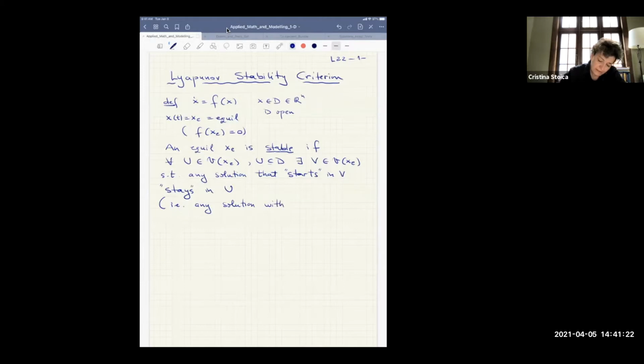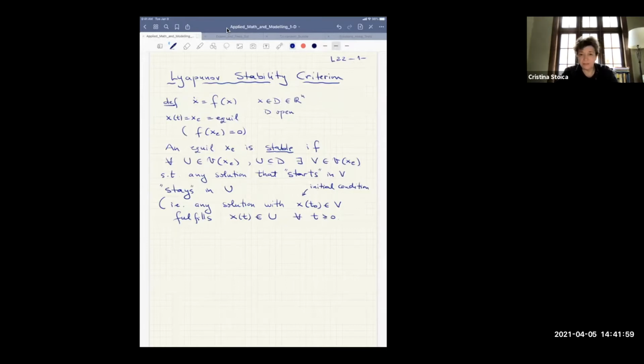In other words, any solution with X at t0, the initial condition, in V fulfills X of t is in U for any t greater or equal than 0. Obviously this V has to be in U as well.